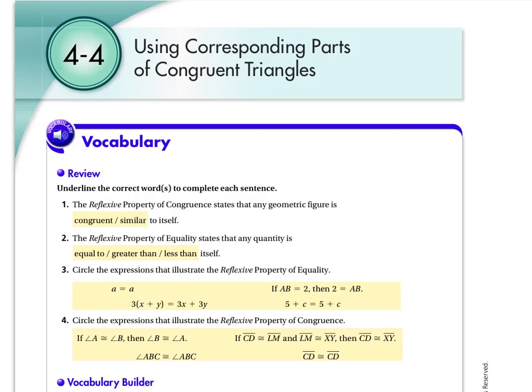Hi, this is Mr. Kinnemer, and today we're going to be discussing Chapter 4, Section 4 in our geometry books, using corresponding parts of congruent triangles. This section is a culmination of the four triangle congruence shortcuts we've been discussing for the last few days. Side, angle, you get the idea.